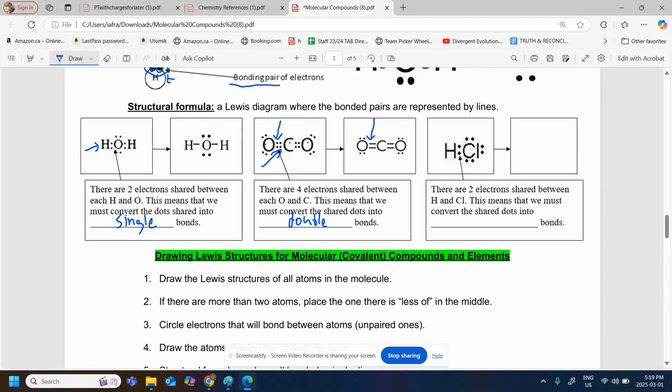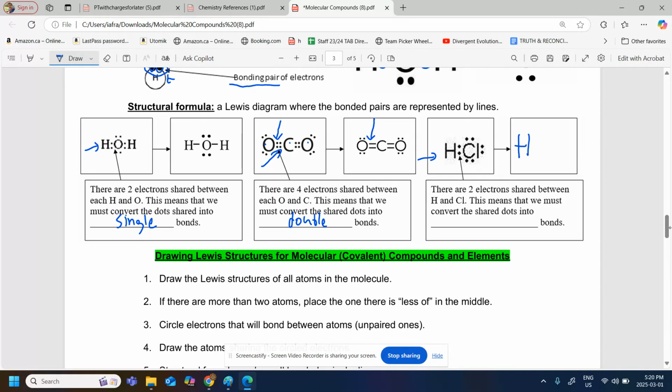So here we have a Lewis structure for HCl. What I want you to do is pause the video and try to convert it to a structural formula. In other words, put the right number of lines between H and Cl depending on how many electrons are being shared. So pause the video, try it out. At this point, hopefully you've unpaused the video and you're trying it out.